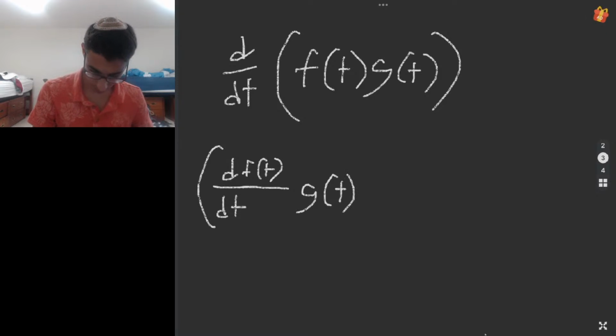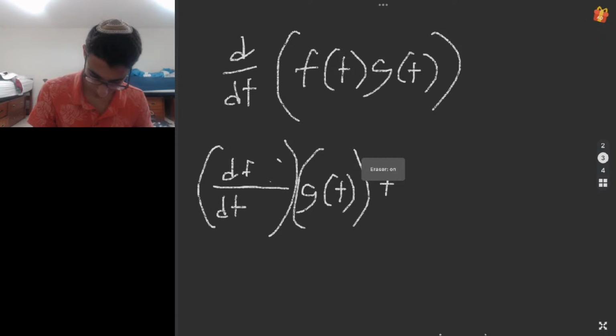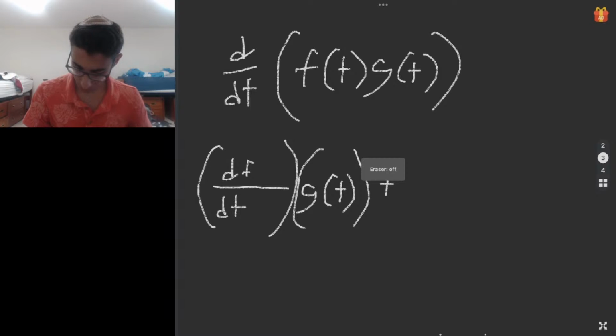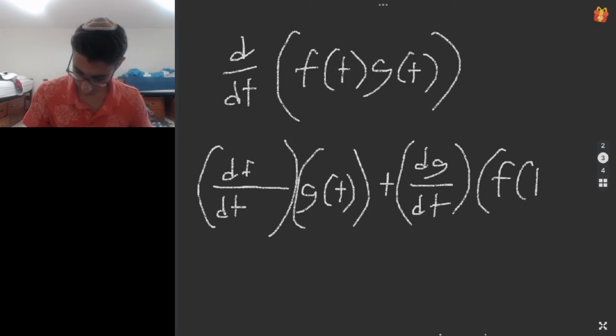So yeah, it's this differentiated with that, so non-differentiated, plus, in fact, you know what, I shouldn't write the f of t, I should just write f, so d of f over dt, plus d of g over dt times f of t.